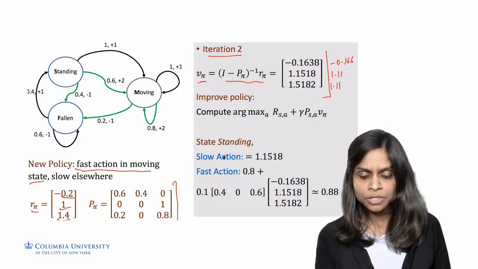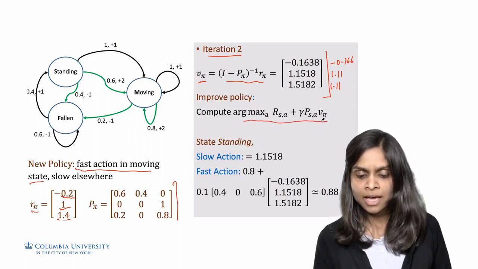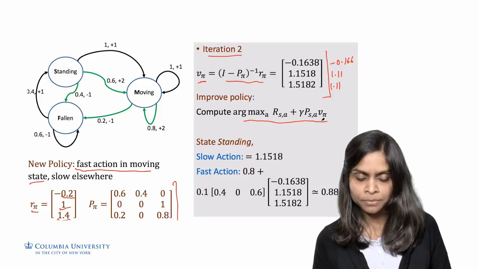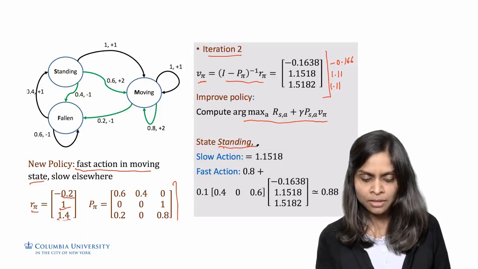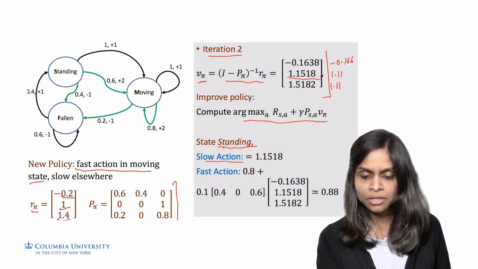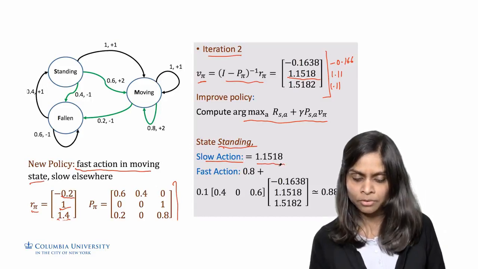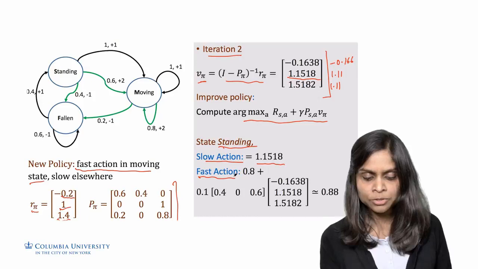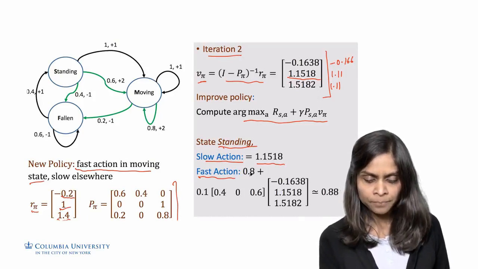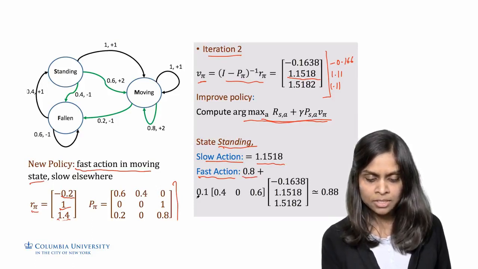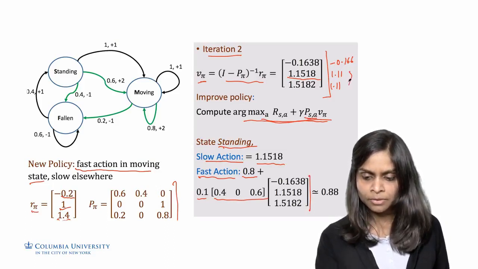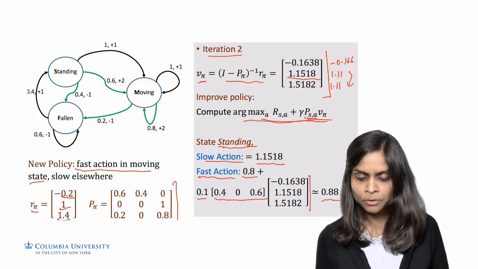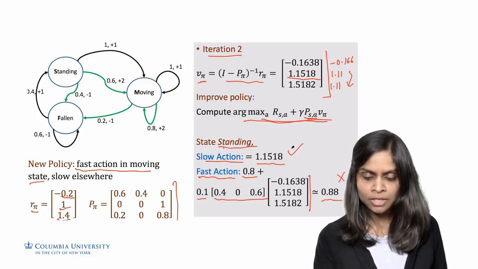Now we again try to improve this policy by choosing in every state the action given by the maximizer of this expression. Again, we first evaluate the standing state and we see if we can improve the action there. We are currently taking the slow action for which this expression will evaluate out to be close to 1.15. We try to see if we should take fast action. Will that be better? So again, we evaluate this expression here. Expected immediate reward is 0.8, gamma times the probability vector, and then V pi coming from here. And this evaluation comes out to be 0.88, clearly worse. So we keep taking the slow action.